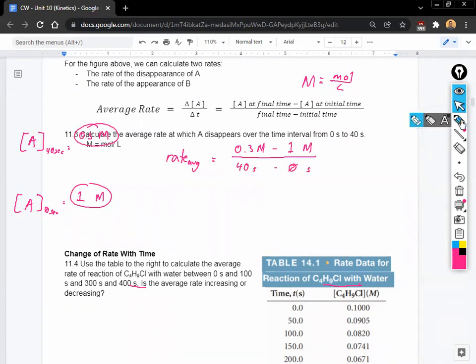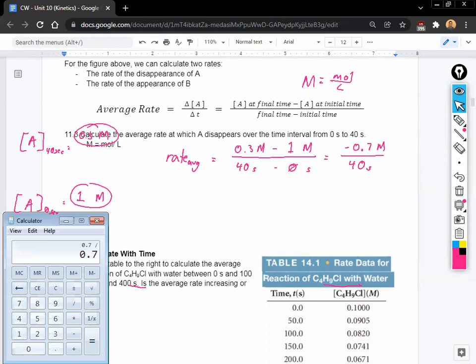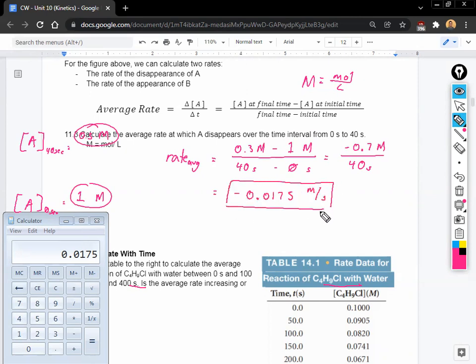Pretty simple calculation here. For the top of the fraction, you just need to do 0.3 minus 1, which is negative 0.7 molarity, divided by 40 seconds. You go into your calculator and do 0.7 divided by 40. So the rate for the disappearance of A is going to be negative 0.0175 molarity per second. This answer makes sense because it's negative. Negative means it's going down, it's disappearing, which is exactly what A is doing. A is disappearing, so you want a negative rate.